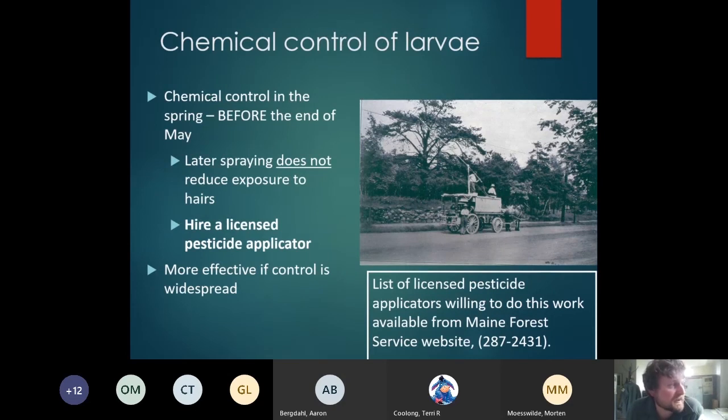So chemical control in the spring, typically before the end of May. If you wait any later than the end of May, the caterpillars are going to be large, and you're not really going to be reducing your risk of coming in contact with the hairs. So this is more for homeowners, but the spraying and treating is more effective if the control is widespread. So if your neighbors are doing it, yeah. And if you do decide you want to go with chemical treatment, make sure that you're hiring a licensed pesticide applicator, and a list of those is available on our Maine Forest Service website.